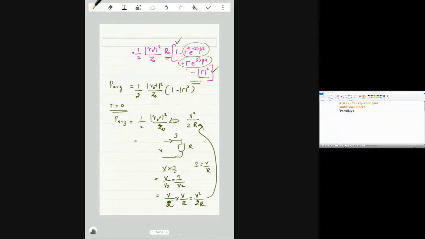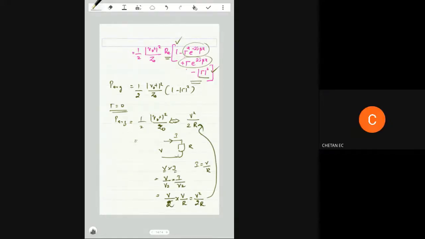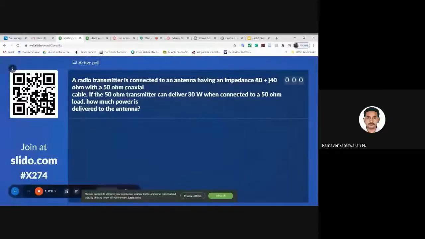For example, I'm going to share the window now. I think you couldn't see my screen. I will check it in a moment. So this is a question.